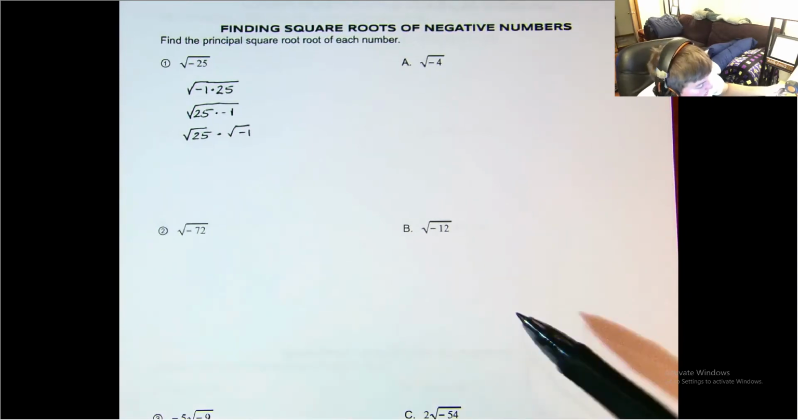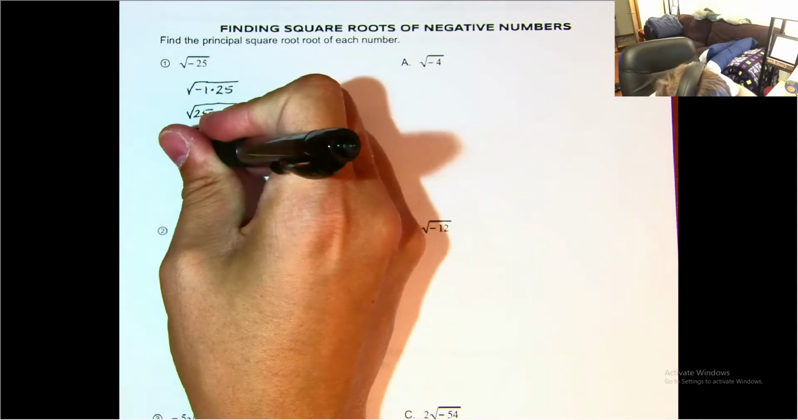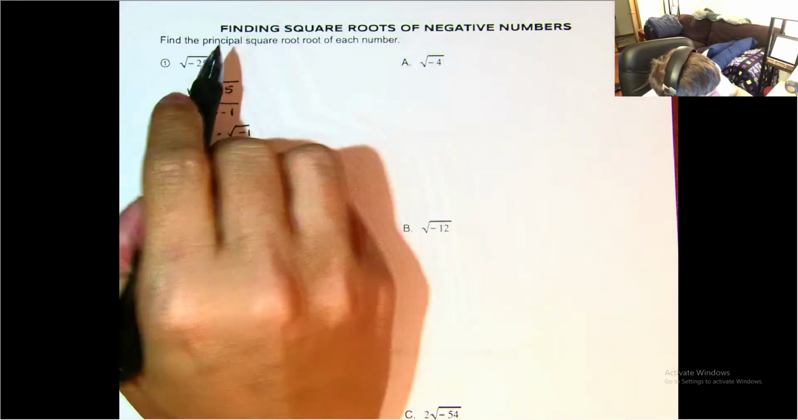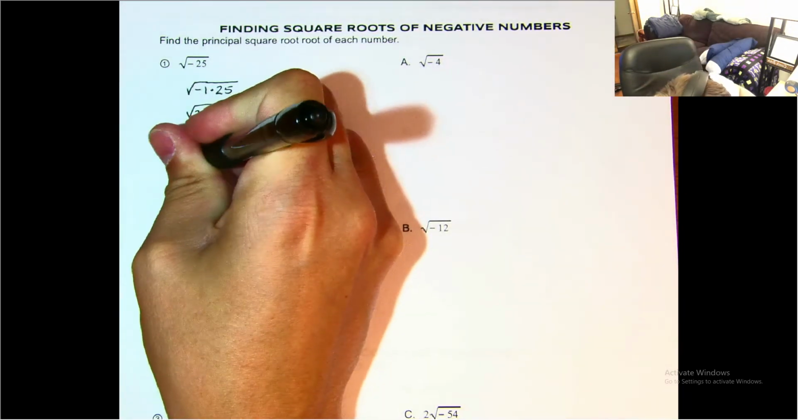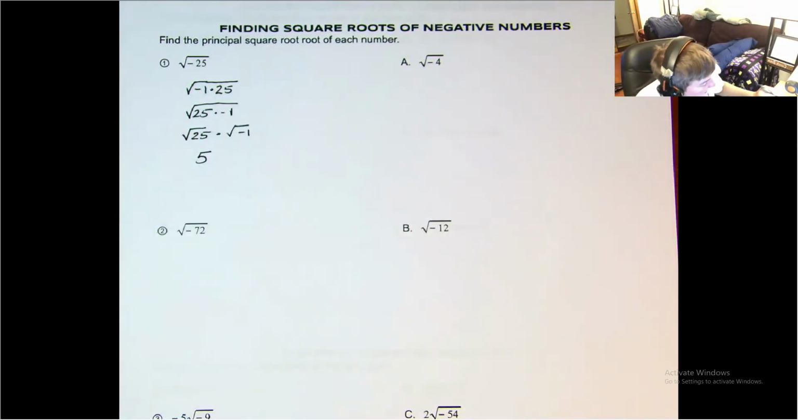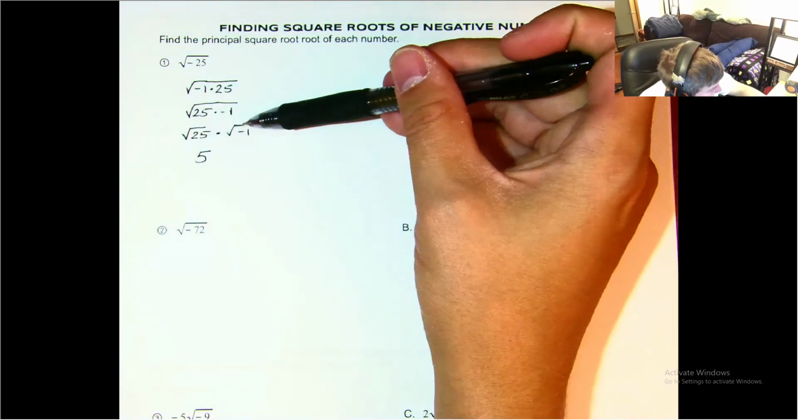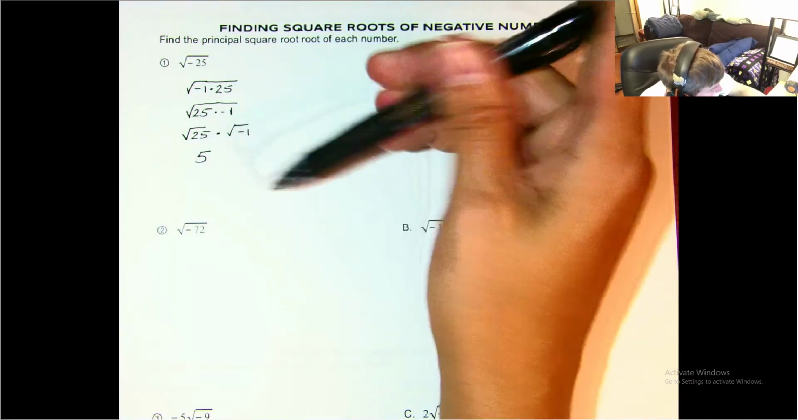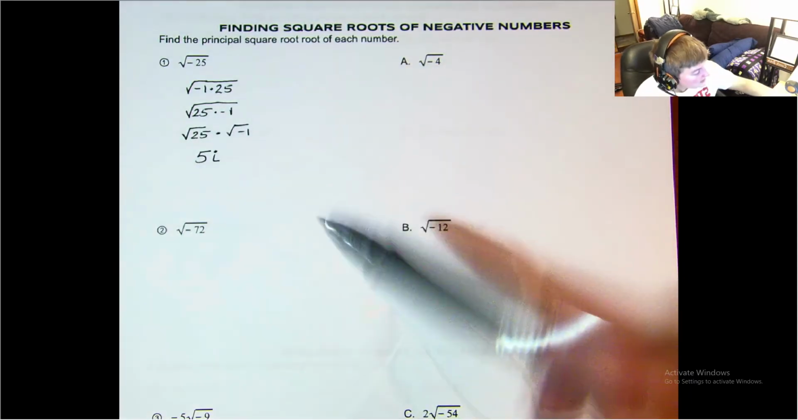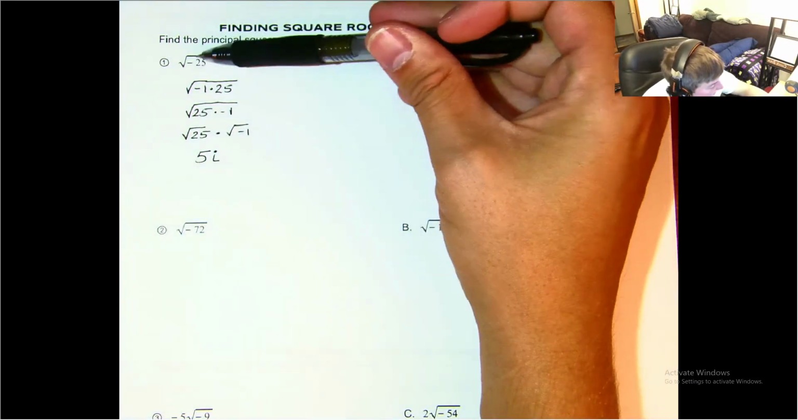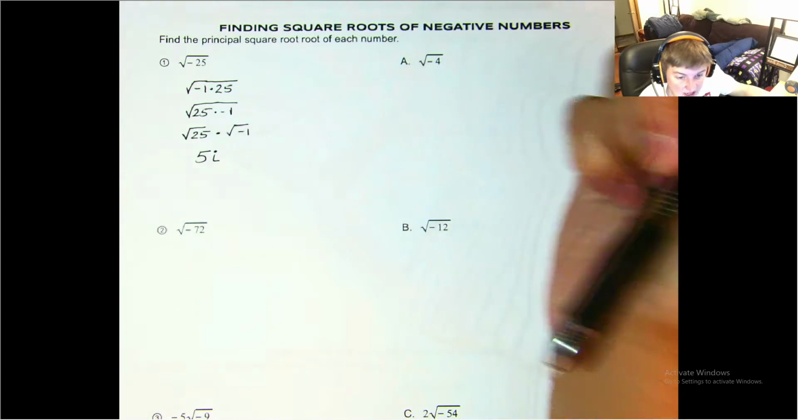Okay, so what is the square root of 25? Well, for us, we're finding the principal square root, essentially meaning that we're only finding the positive square root. We are going to say that this is just 5. And then here we have the square root of negative 1, which is just i by definition. So the principal square root of negative 25 is 5i.